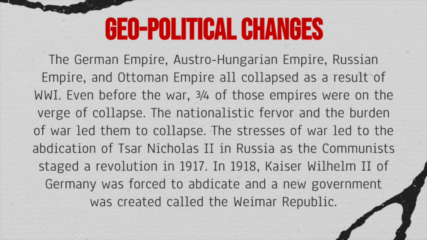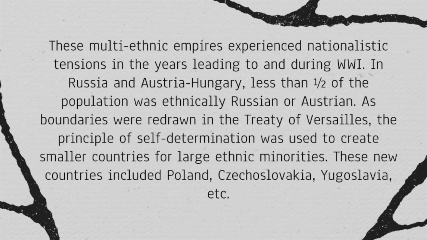The stresses of war led to the abdication of Tsar Nicholas II in Russia as the communists staged a revolution in 1917. In 1918, Kaiser Wilhelm II of Germany was forced to abdicate and a new German government was created called the Weimar Republic. These multi-ethnic empires experienced nationalistic tensions in the years leading to and during World War I.